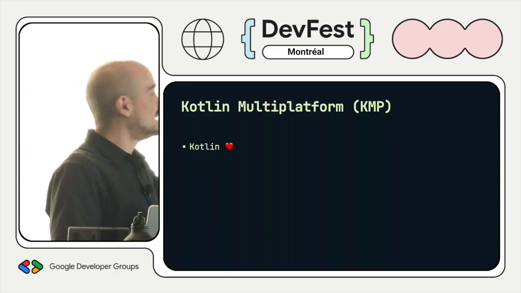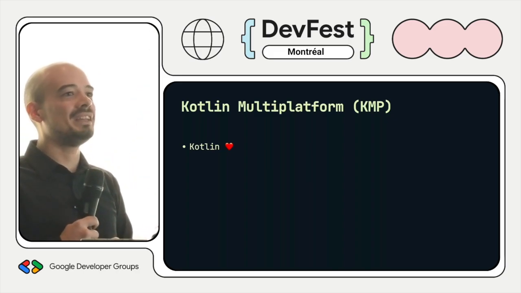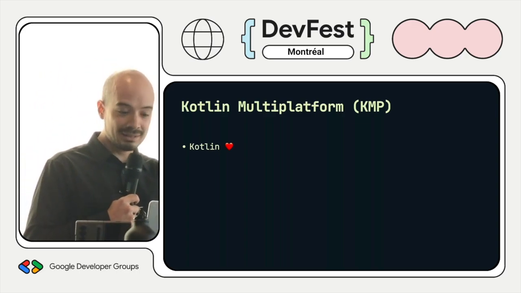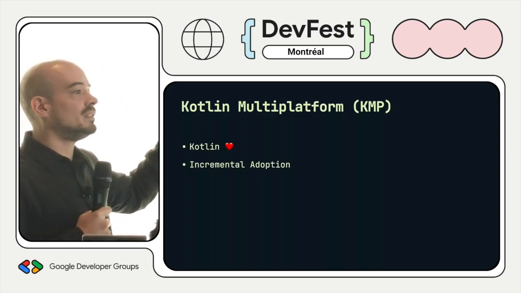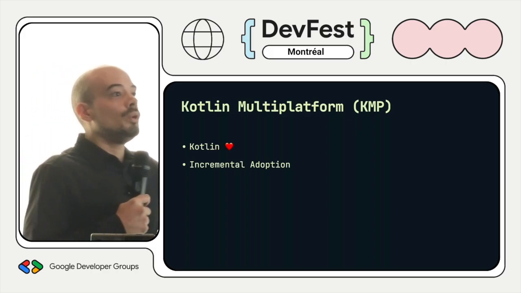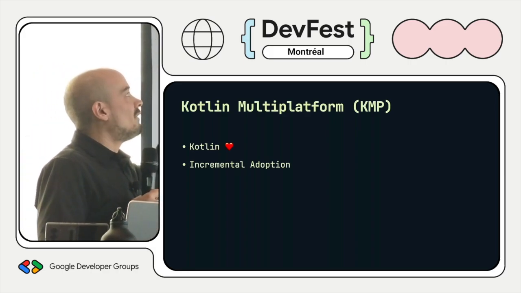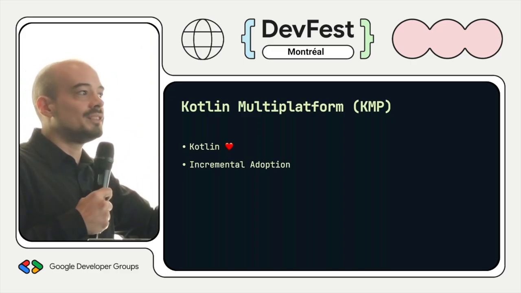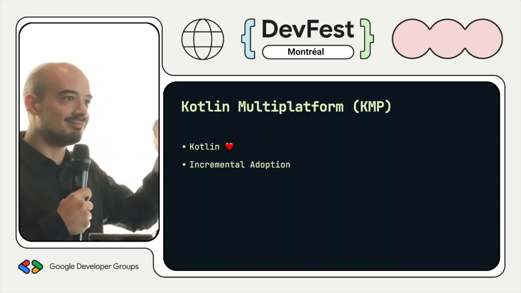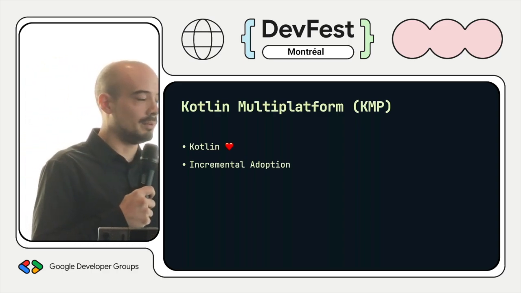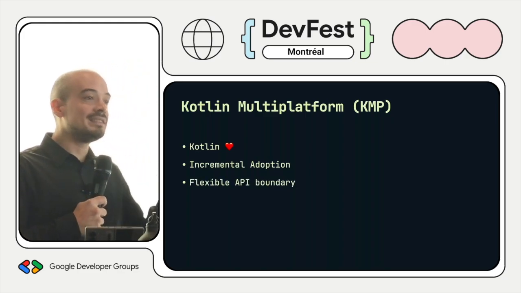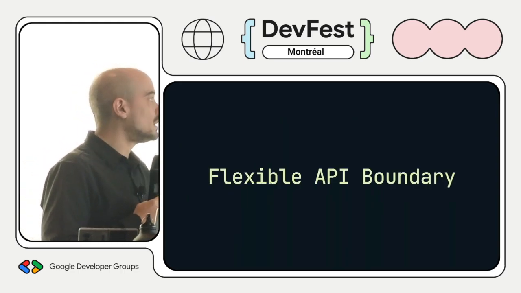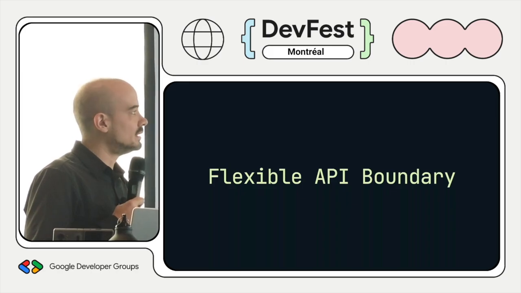The first one is that it's written in Kotlin, so you can have all the great ergonomics of the Kotlin language, which is a joy to write in. Second one is that it allows for incremental adoption. Since we're working with an existing application, having incremental adoption is great because it allows us to have small experiments, add over time, and minimize the risk of a full rewrite. And the third one is that it allows for a flexible API boundary. Particularly that last point, flexible API boundary, is something I want to dive into deeper.